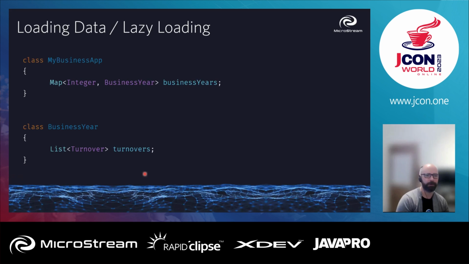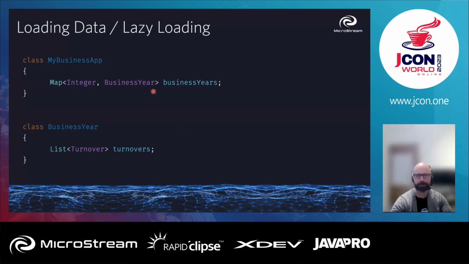Okay, let's say we have an application which contains business years in a map. The business app is our root object. The key of the map would be the year as a number for a faster lookup, and the business year, which contains the turnovers, is in the values of the map. And this approach could be a problem.